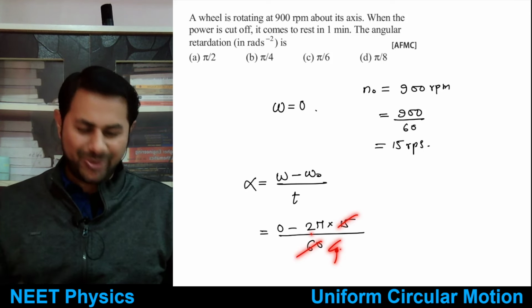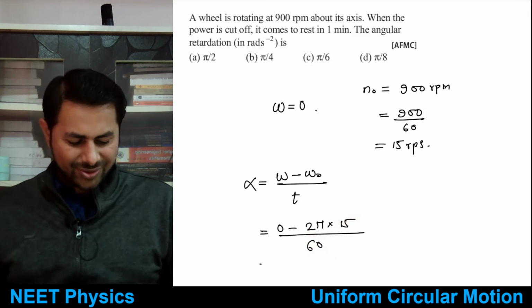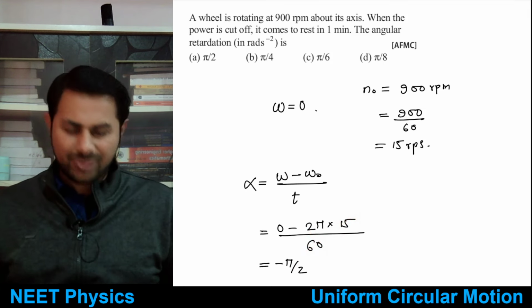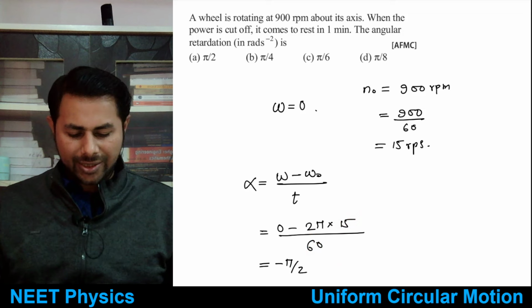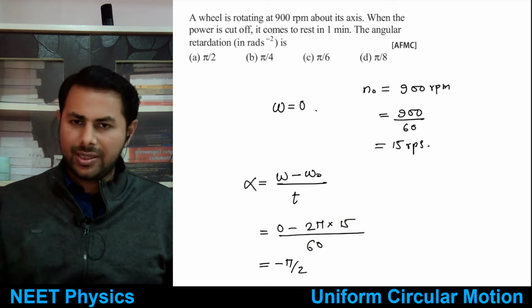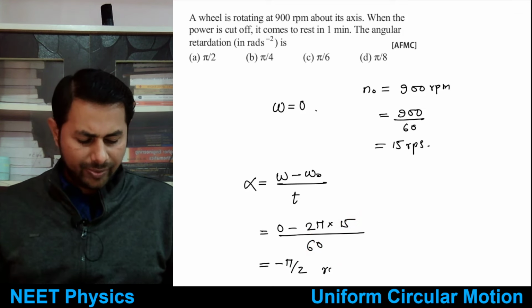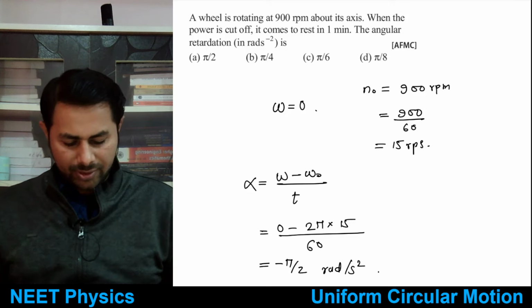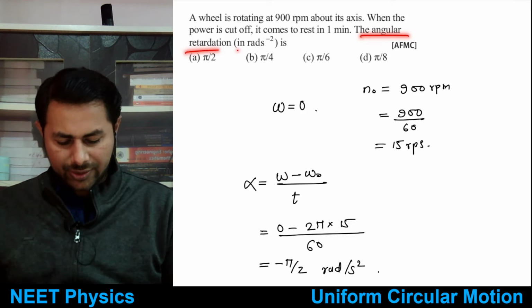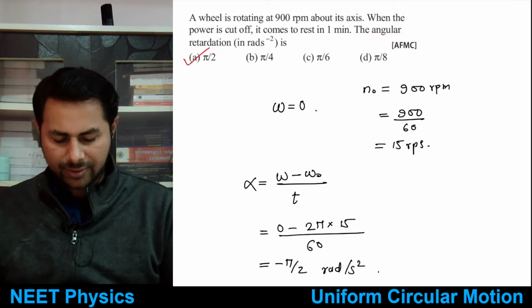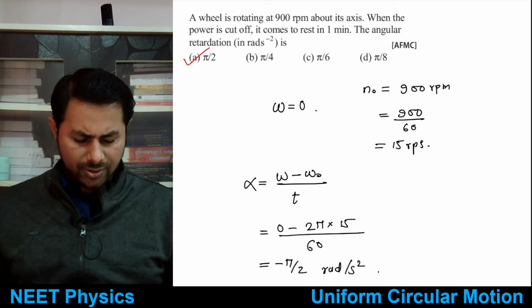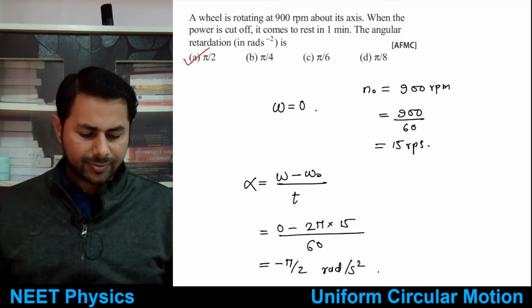Okay, so 2 pi by 4 is pi by 2. So the answer is minus pi by 2. This much is acceleration. So the magnitude of retardation, retardation means negative acceleration, angular retardation is pi by 2. That's the answer, right? So this is very simple.